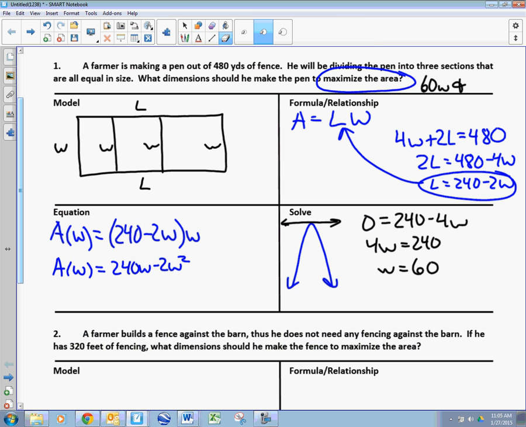I'm sorry, I should label this a little bit better. The width is equal to 60 yards, and the length is equal to what? Plug 60 into where? 240 minus 2W. 240 minus 2 times 60? 120. So 60 yards and 120 yards. Okay with that? All right, so yes, these problems did take us a while before, and that's why we revisit them so that they go quickly.